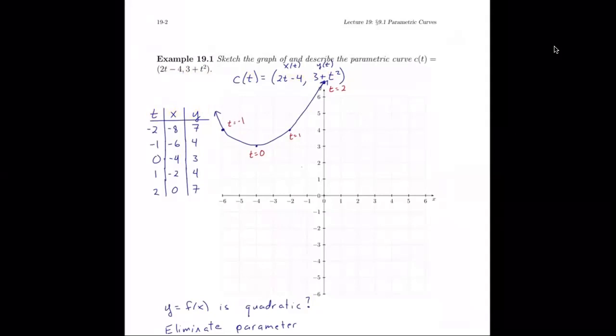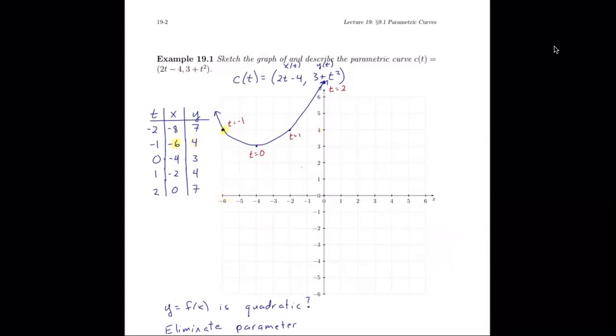So when we do so, we get -8, 7, -6, 4, -4, 3, -2, 4, and 0, 7. Those are all xy coordinates on this curve. We plot all 5 of those. Well, we plot 4 of the 5. One of them is off the screen here, off the graph here. So at t equals -1, we have -6, 4 here.